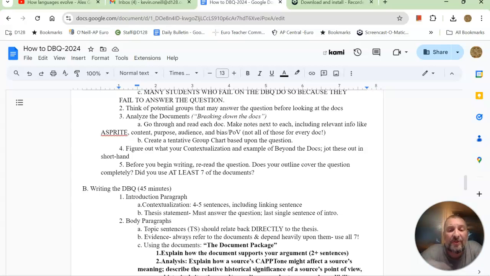Then you're going to make a group chart based upon that question. What are your groups? How did your documents answer that question? All right, that's a really big part. That is the bulk of your pre-writing.